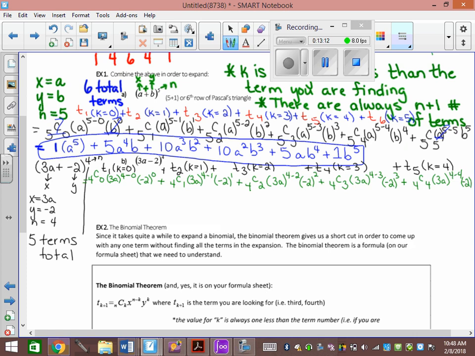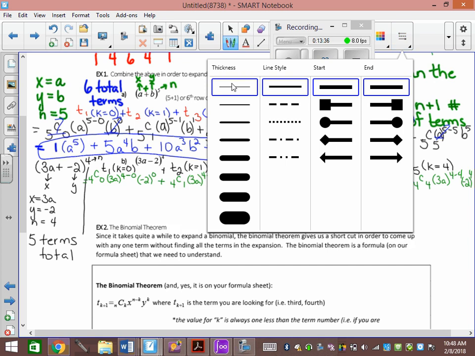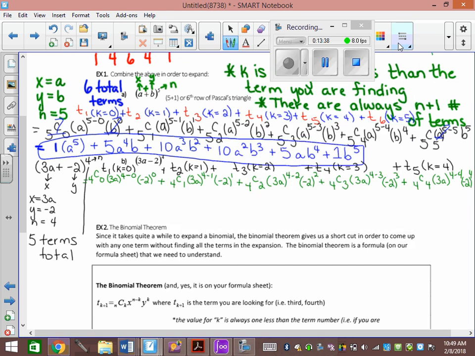-2 to the 4. This one's harder than the previous one because the a and the b, or the x and the y, sorry, have coefficients. They have numbers in front. So those exponents are going to affect the coefficient as well. So 4 choose 0. How many ways can I have 4 and choose none of them? The lowest amount of ways you can ever do it is 1, so it's 1.